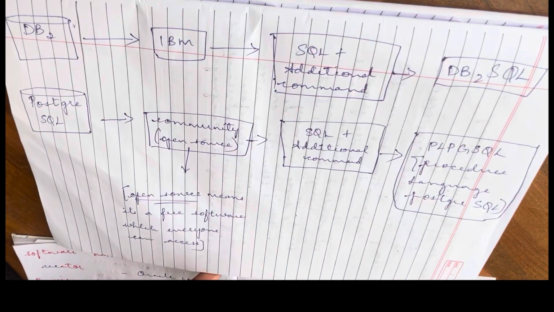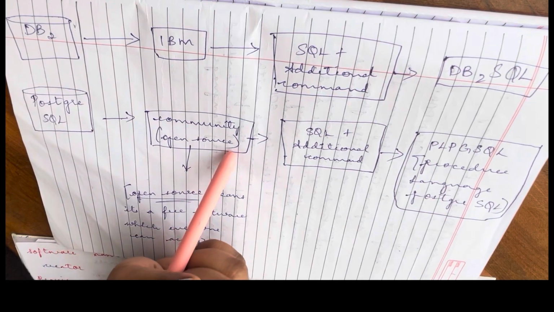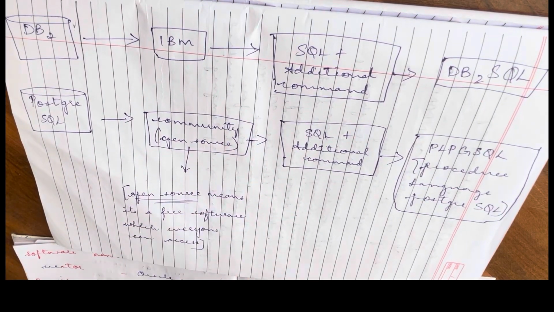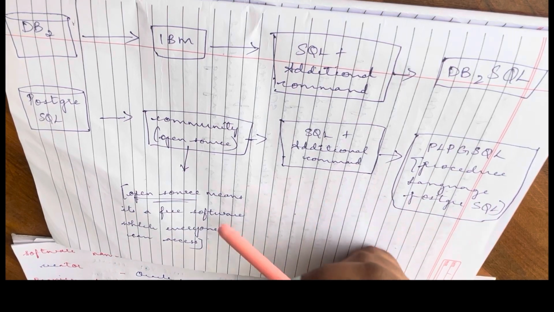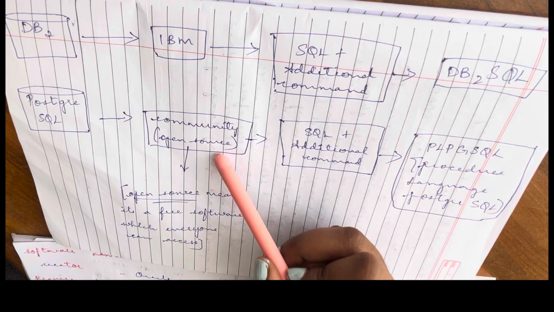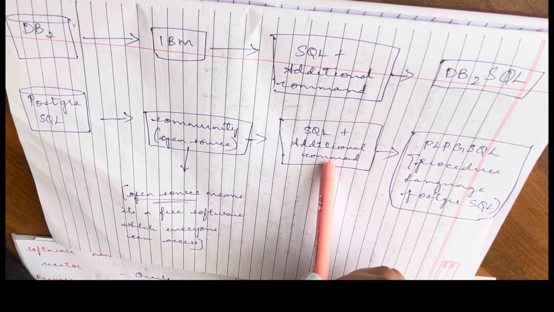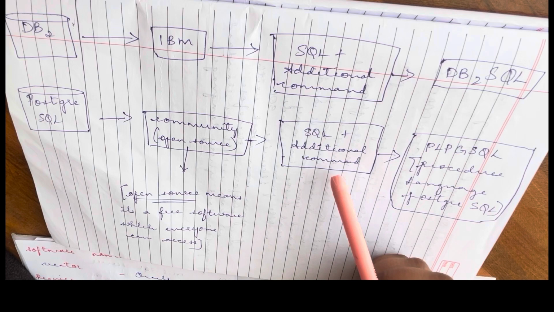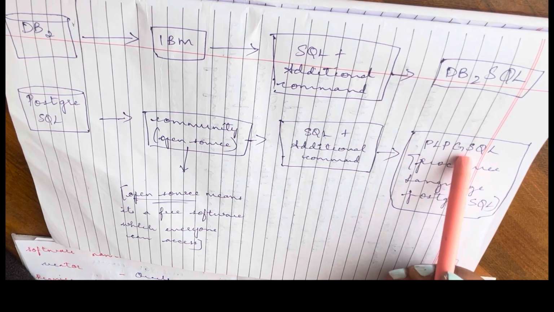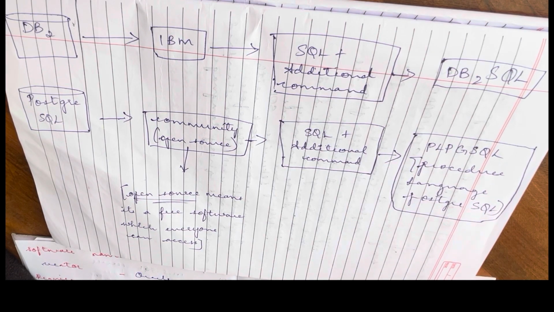And next is PostgreSQL. PostgreSQL is open source. It's a community open source. Open source means it's free software which everyone can access. What are the languages required? SQL plus additional commands. And what are the additional commands required here? PL/pgSQL, Procedure Language PostgreSQL.